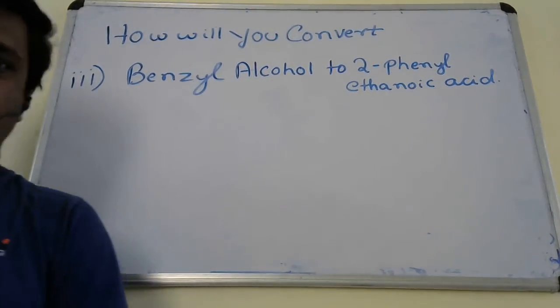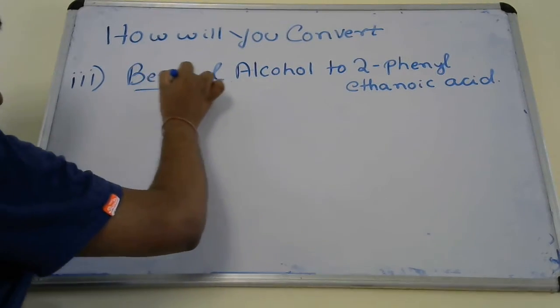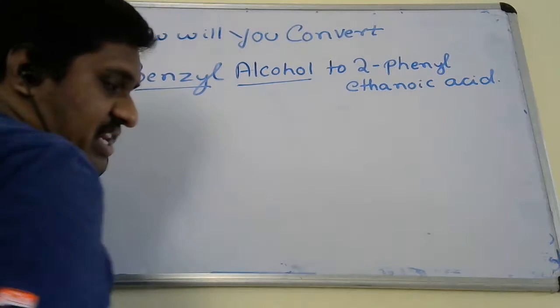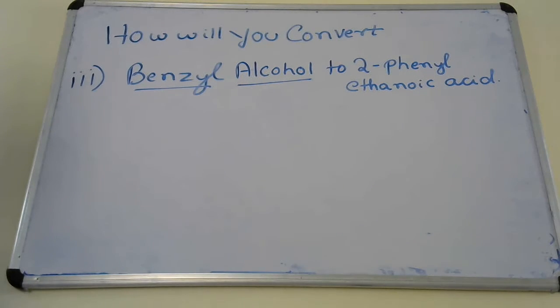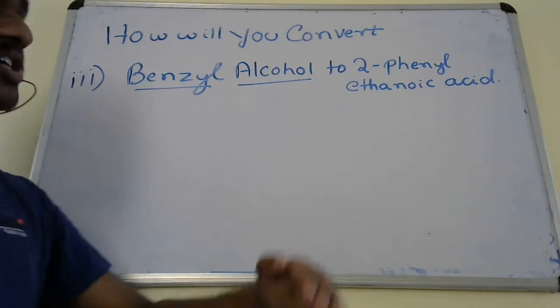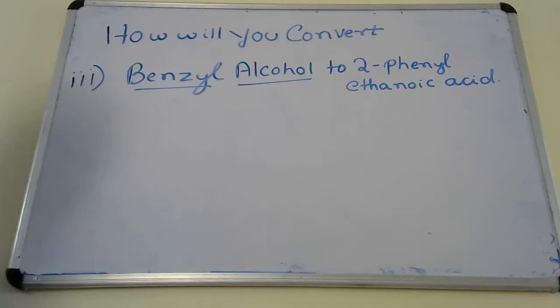Hello students, now we will see another interconversion. We have to convert benzyl alcohol to 2-phenyl ethanoic acid. So first we will draw the structures of the starting reactant and the end product.